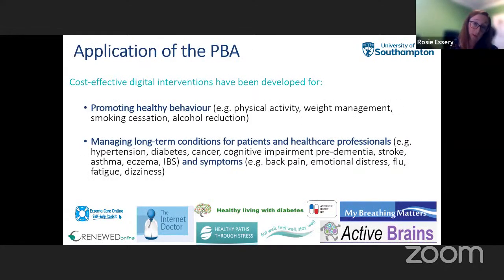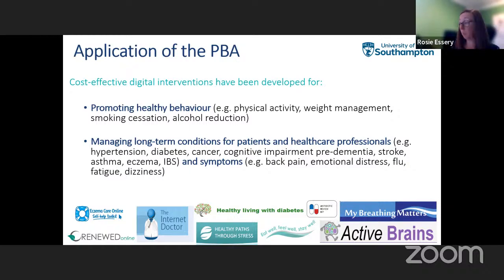So to date, the person-based approach has been very widely applied to the development of a range of digital interventions, as well as interventions for patients as recipients of an intervention. It's also been applied to interventions for healthcare professionals, both in primary and secondary care here in the UK.